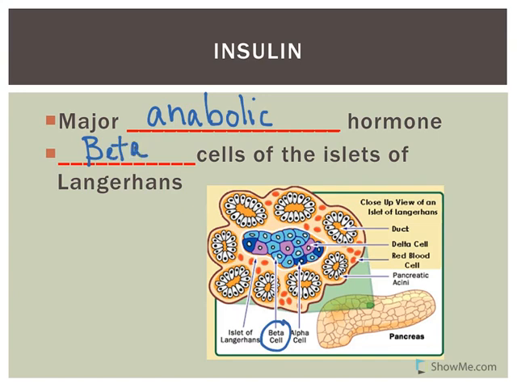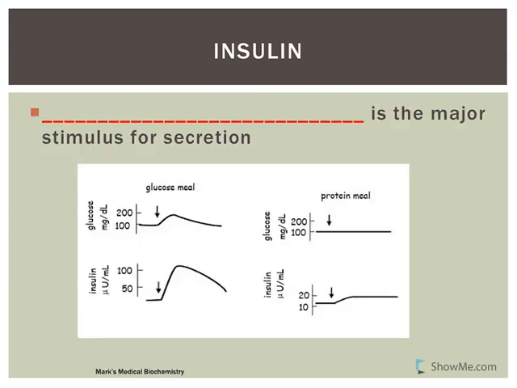In people with type 1 diabetes mellitus, the beta cells have been destroyed, therefore they don't produce insulin, just so you're aware of that. Now, insulin, the major stimulus for its secretion is elevated blood glucose levels. That is the major stimulus for it. You'll see on this picture there's something else that stimulates it, but you'll see the higher levels of insulin are going to be released when blood glucose levels are elevated.